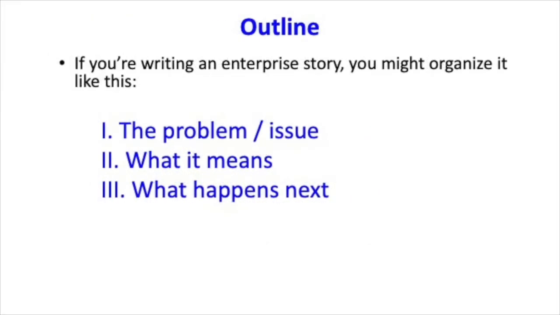Now, if you're writing another type of story, such as an enterprise story, you can also make an outline and carve it into a few broad categories. For example, if you're doing an enterprise story about a problem or an issue and exploring what's being done to fix this, you might organize it this way.